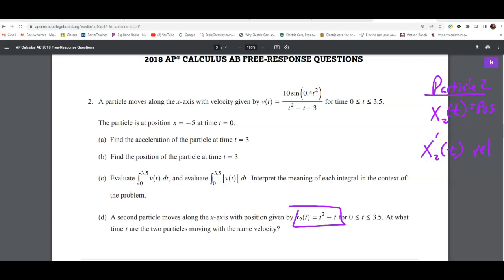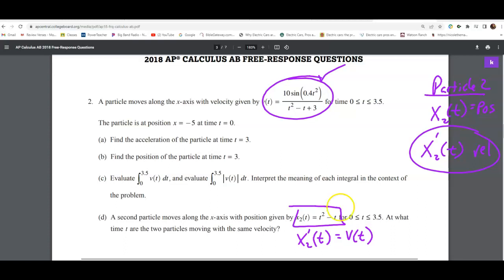Now, I already know what the velocity of my first particle is. It's this. So they want to know, when do they have the same velocity? So, in other words, when does x sub 2 prime of t equal v of t? So when does this function equal this function? What we're going to do to solve this, you guys, is I'm going to start by finding the derivative of this function, x prime, and then I'm going to graph that derivative and find where it intersects with this function. And where they cross is where they're equal. Okay?